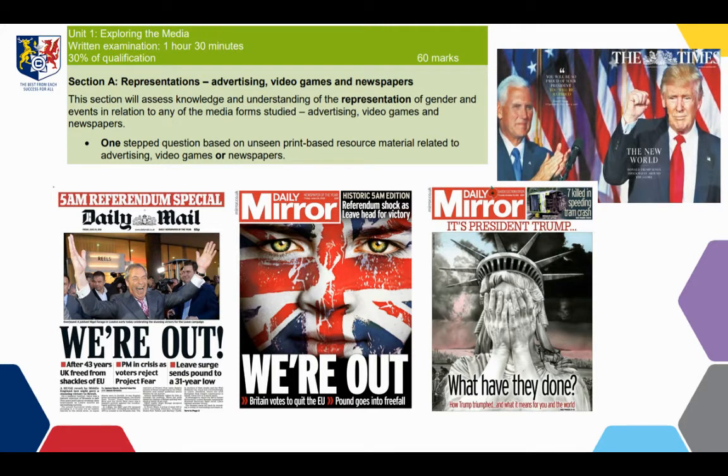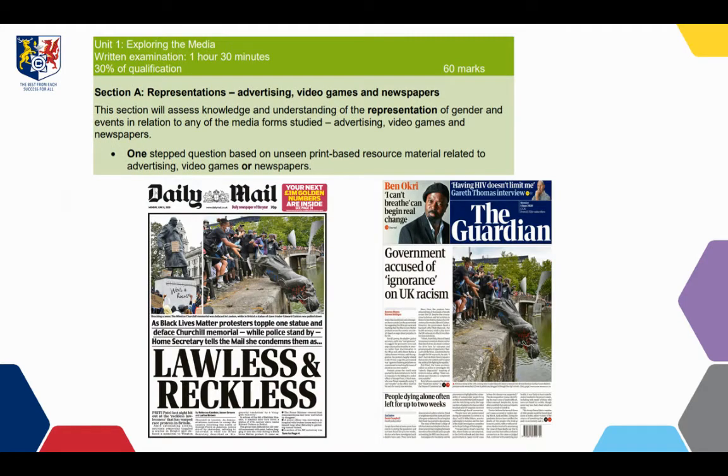For example, these two images look at Brexit and how it was represented in the Mirror and in the Daily Mail. These two covers look at Donald Trump and how his election was represented in the Mirror and the Times. Another example could be the recent Black Lives Matter protests in Bristol and the removal of the Colston statue, and how those are represented in newspapers. This part of the course is an exam and it is worth 30% of the qualification.